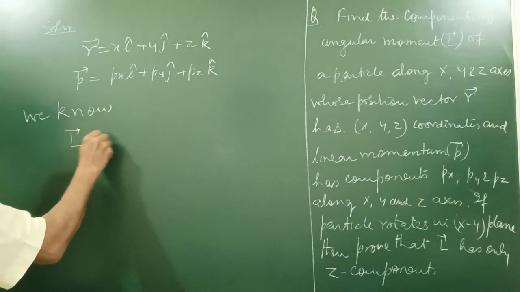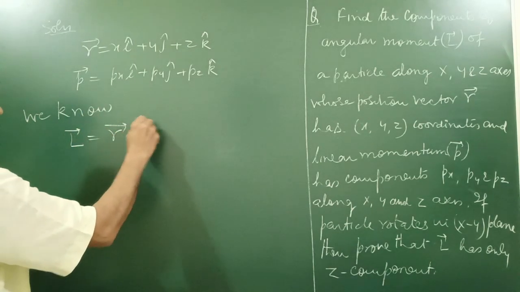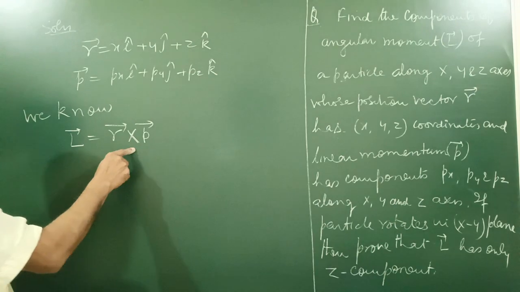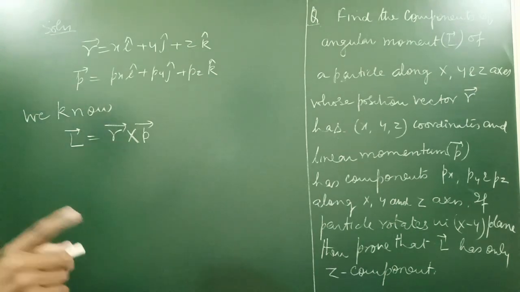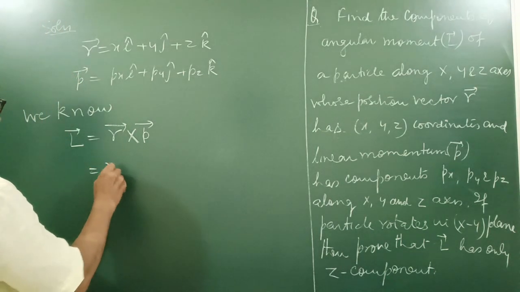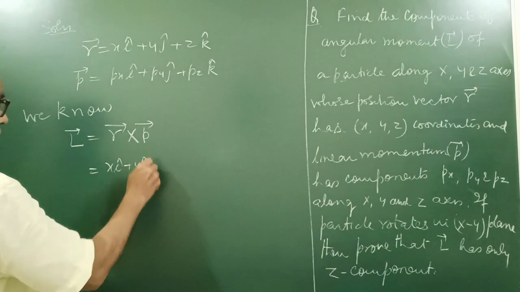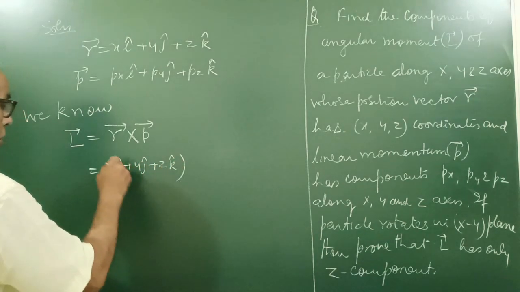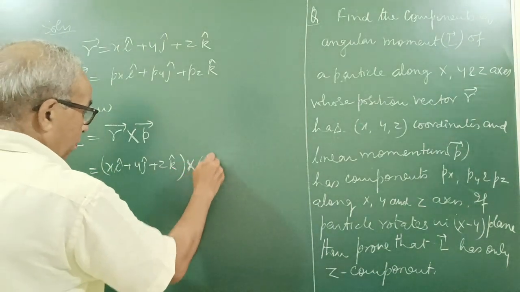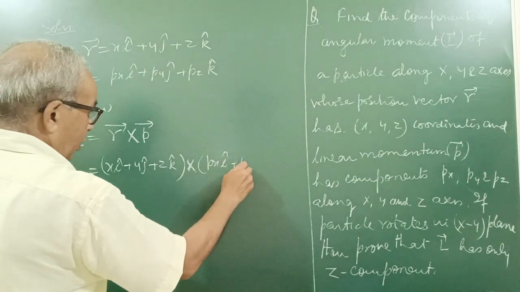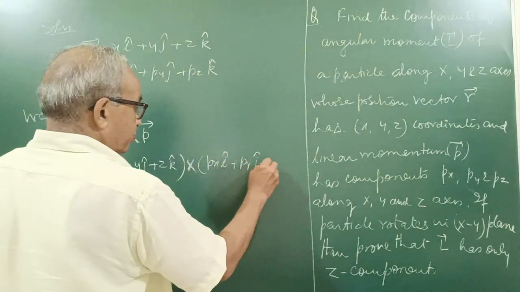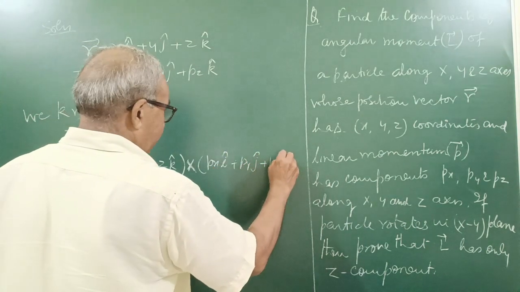We know vector L is equal to r cross p, not p cross r. It is r cross p, the cross product. Don't say into, say cross. Vector L is equal to r cross p. So it is (x i cap plus y j cap plus z k cap) cross (px i cap plus py j cap plus pz k cap).